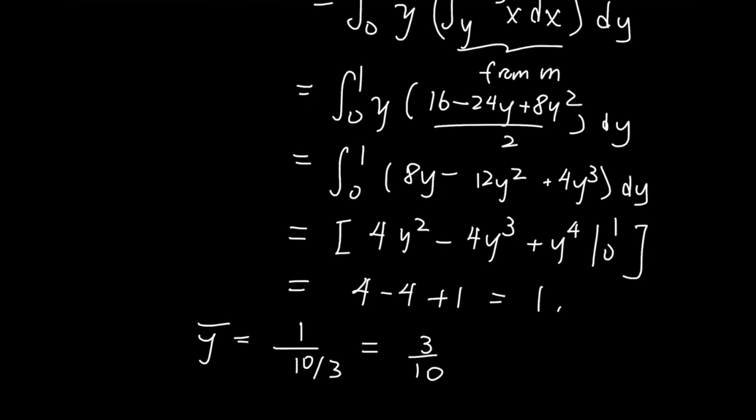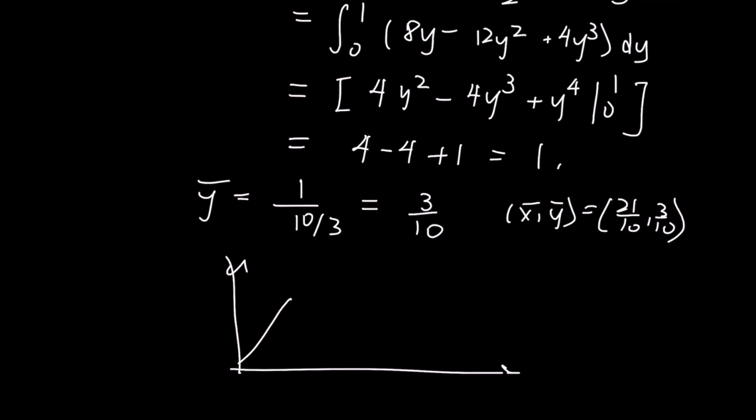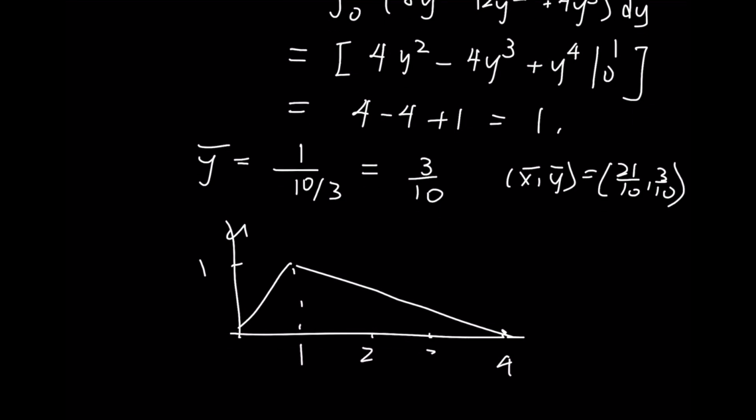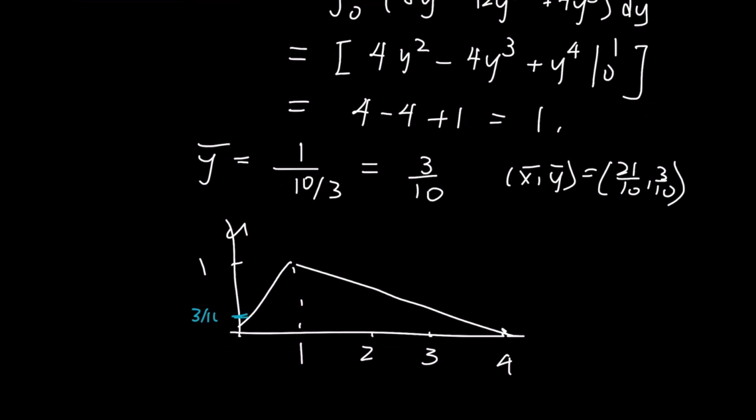So the coordinates of the center of mass are 21 tenths and 3 tenths. And if you take a look at the original region that we had here, this lived at 1, 2, and 3. The center of mass position would be somewhere around here, at 21 over 10 and 3 tenths.